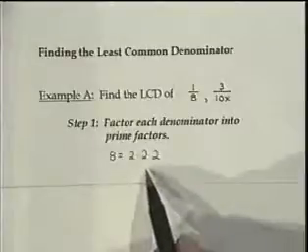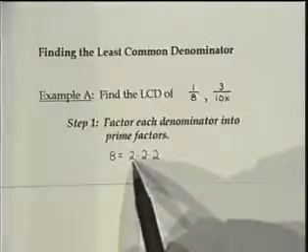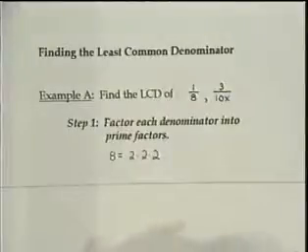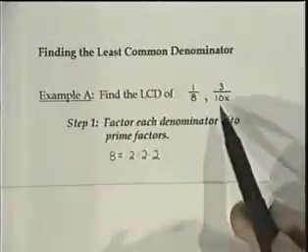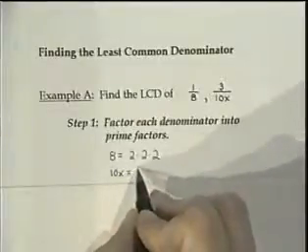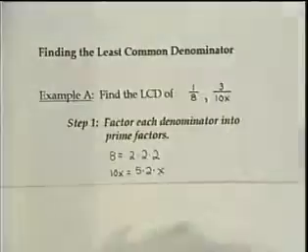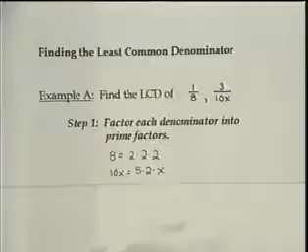Check that out. 2 times 2 is 4. 4 times 2 is 8. I have broken 8 down, or factored 8 into prime factors. Now we're going to do the same thing with 10x. 10x can be written as 5 times 2 times x. And again, that's broken down as far as possible into prime factors. That is the first step. Whenever you find a least common denominator, you want to factor each denominator into prime factors.